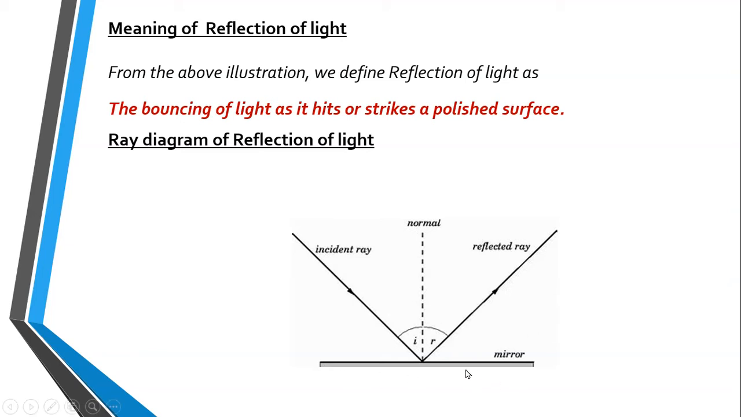Now, this is the mirror or the reflecting surface. And then we have the incident ray, which is a ray of light coming from the source of light. It hits the mirror at a point called the point of incidence. Now, as soon as it hits this point, it bounces off in the opposite direction to form what is called the reflected ray.